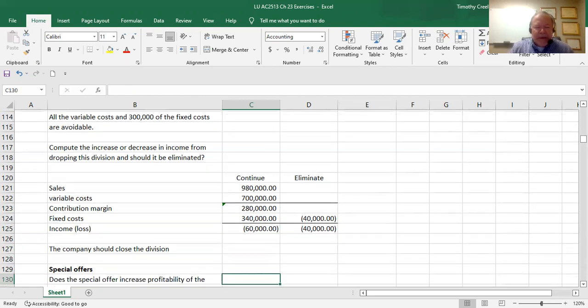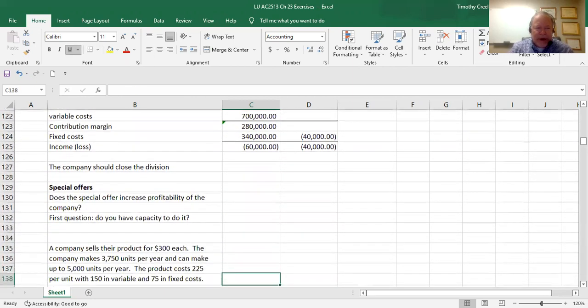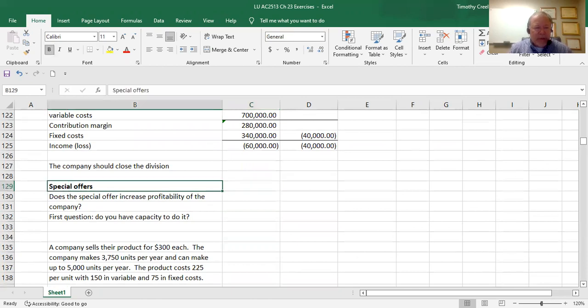Now, the last thing we're going to look at is special offers. Sometimes it's called special orders, special offers. I'm going to put a little note here of this because sometimes you'll see it as special orders.